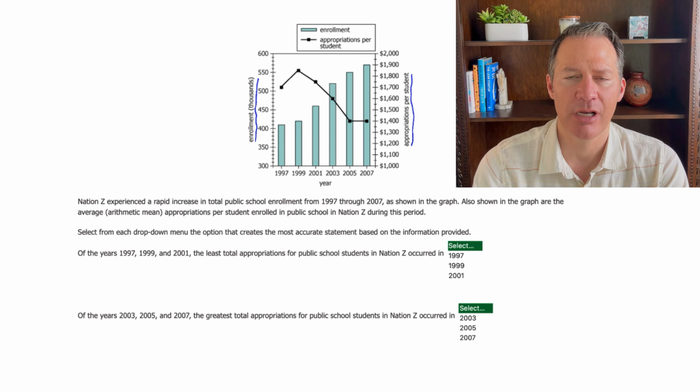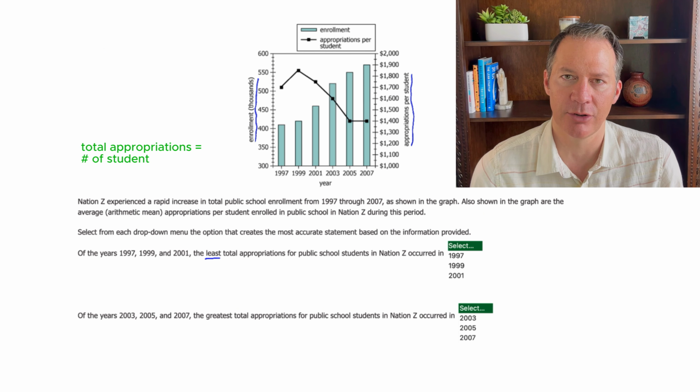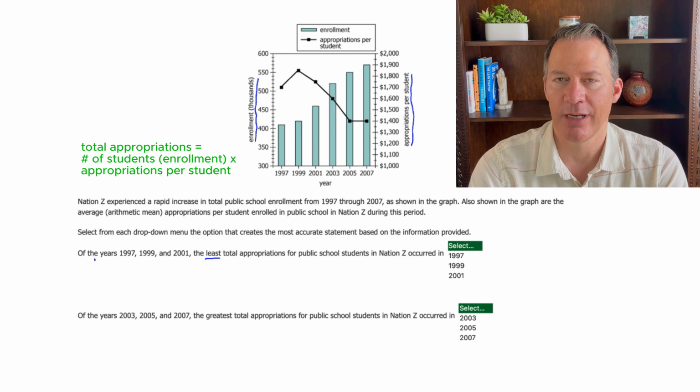In the first question, we want the least total appropriations out of these 3 years. So how do we find total appropriations? It's just the number of students, or enrollment, times appropriations per student. So in 97, that's 410 times 1700. But let's not calculate that yet. In 99, that's 420 times about 1850. And in 2001, that's 460 times 1750.